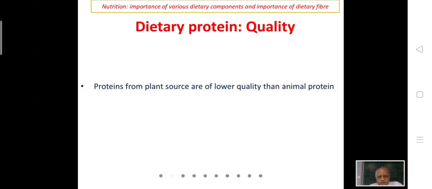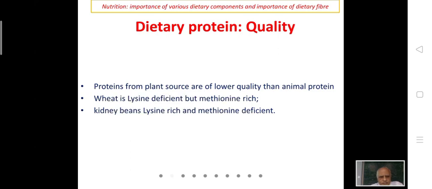Regarding the quality, again, proteins from plant sources are of lower quality than animal protein. Remember that also, because most vegetarian people suffer from this, and they mostly take vegetable protein, which comes in the form of vegetables or pulses, and this is of lower quality. For example, wheat is deficient in lysine, but it is rich in methionine. And similarly, kidney beans are rich in lysine, but deficient in methionine.